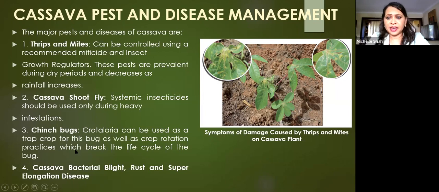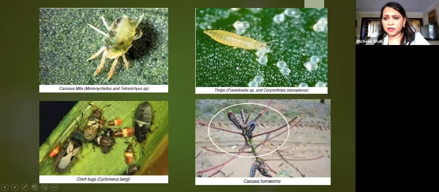This is a photo here showing damage caused by thrips and mites. And these are some other photos showing you the types of pests in cassava. We have the cassava mites at the top here. Then thrips is shown in this photo. Cinch bugs are shown in this photo, the third one. And the fourth photo is the cassava hornworm.